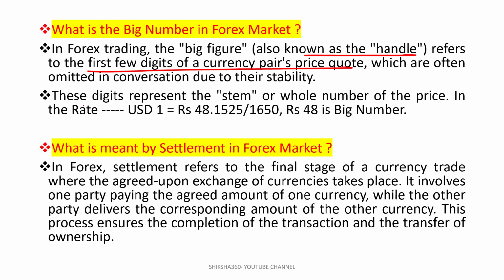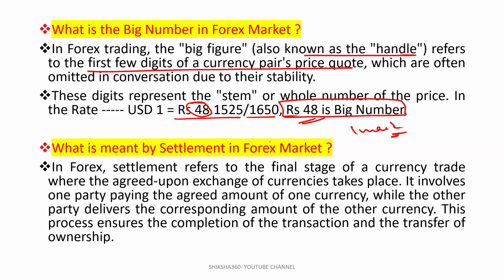These digits represent the stem or whole number of the price in the rate, like $1 is equal to rupees 48.1525 or 1650. Here 48 is the currency pair price code. 48 is here the big number, clear. This is a 1 mark question in the examination. Sometimes they ask what is the big number in the forex market. So this is the big number.